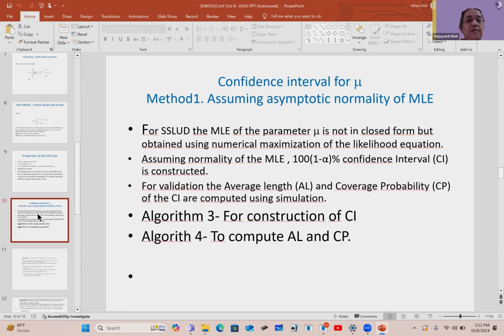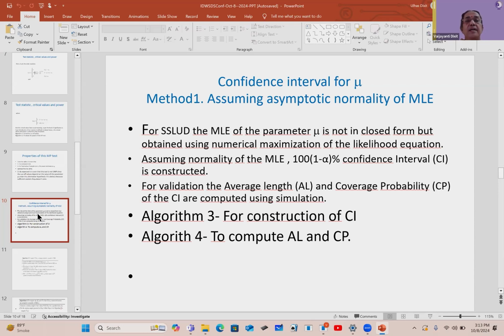But for this family of distributions, the range of the random variable depends on the parameter, so it does not satisfy the regularity conditions. But from the tables in the earlier paper, we have checked that the MLE estimator is asymptotically unbiased, consistent, and asymptotically normal also. We have seen from histograms for large sample n how it approaches normal. So we assume the asymptotic normality of the MLE, and using this, we construct the confidence interval.